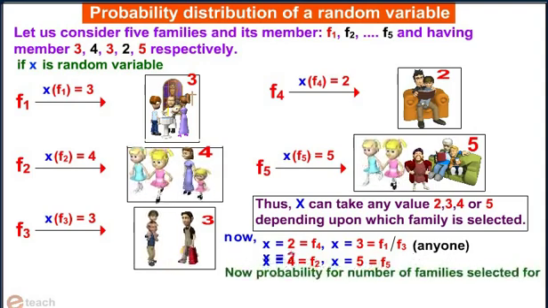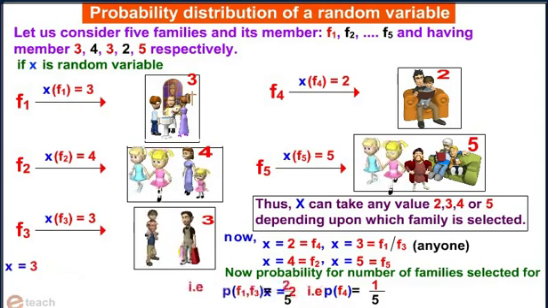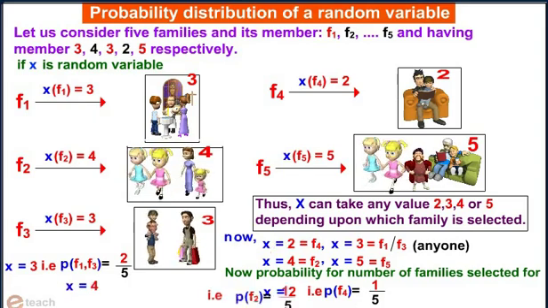So the probability for number of families selected for X equals 2 is P of F4 equals 1 by 5. For X equals 3, P of F1 or F3 equals 2 by 5. For X equals 4, P of F2 equals 1 by 5. And for X equals 5, P of F5 equals 1 by 5.